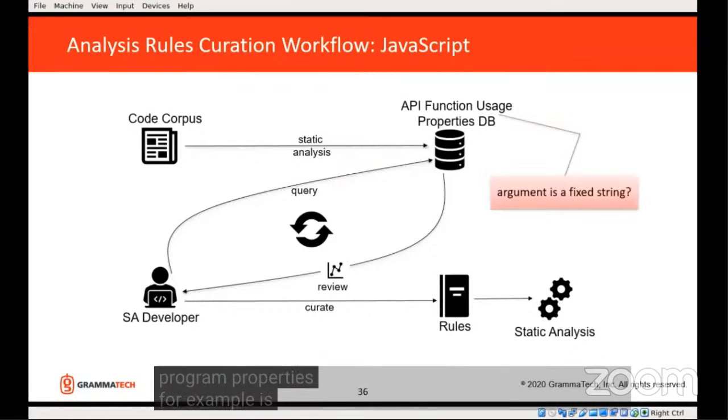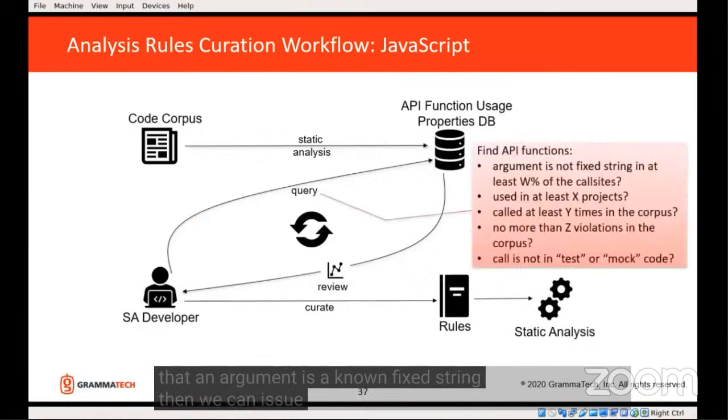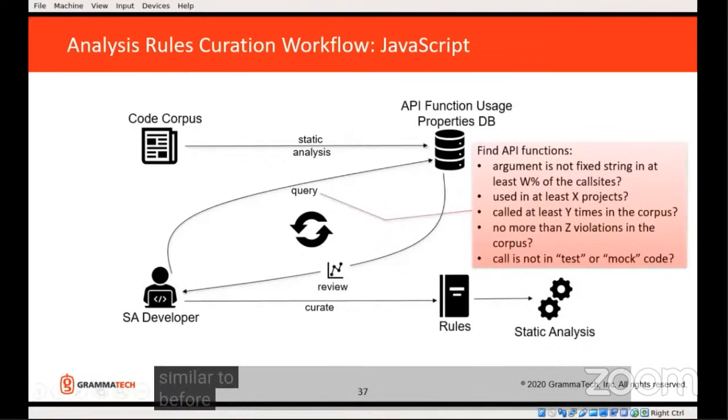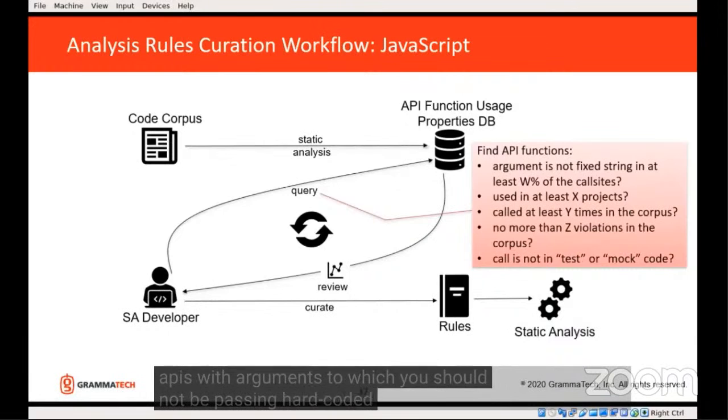For example, is an argument passed to an API at a given position a fixed string? That is, can it be statically determined using local data flow analyses that an argument is a known fixed string? Then we can issue queries interactively, similar to before, focusing on APIs where an argument is not a fixed string in an overwhelming majority of cases. And we're basically trying to find out if there are APIs with arguments to which you should not be passing hard-coded strings, which are typically secret values.